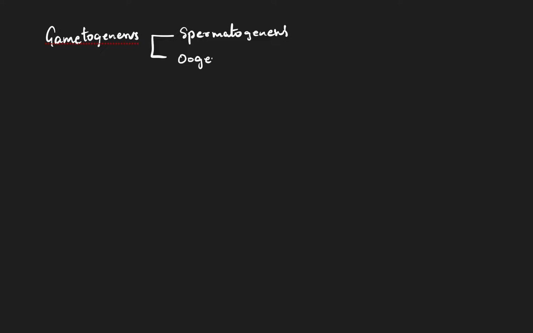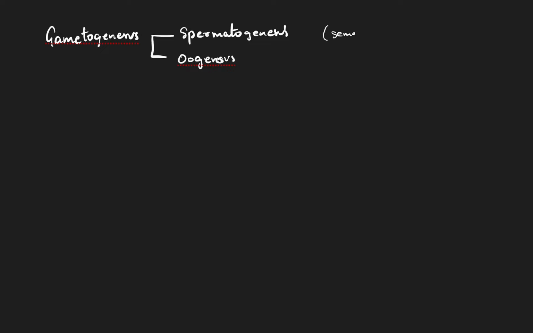Gametogenesis. Next you must know, gametogenesis is the process of formation of sperms or ova, that is known as gametogenesis. Gametogenesis contains two processes. One is spermatogenesis, that is production of sperms. Another one is the process of oogenesis, formation of ova. It is called oogenesis. So spermatogenesis happens in the seminiferous tubule.